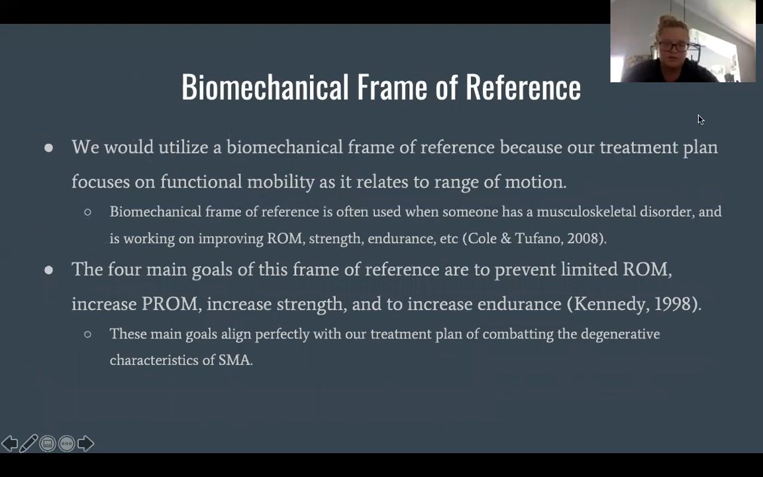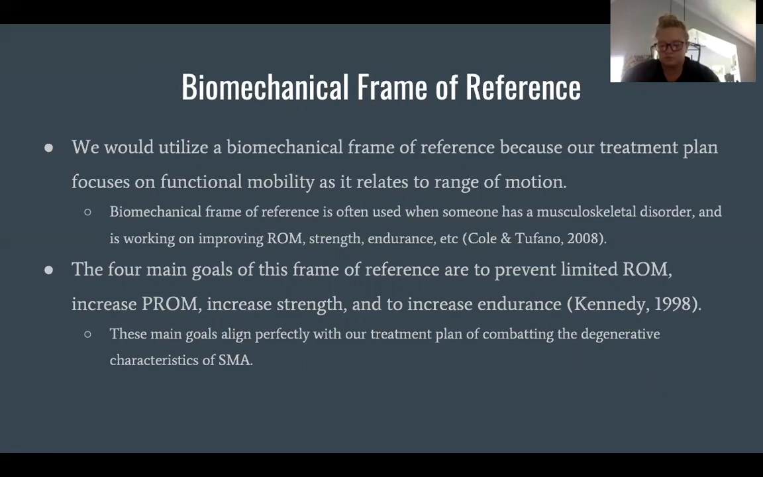And so bringing it all together, Greta and I looked at our treatment plan and we found that we would utilize the biomechanical frame of reference because our treatment plan really focuses on functional ability as it relates to range of motion. And if you recall from our Cullen-Tufano book, the biomechanical frame of reference is often used when someone has a musculoskeletal disorder and is working on improving range of motion, strength, endurance, etc.